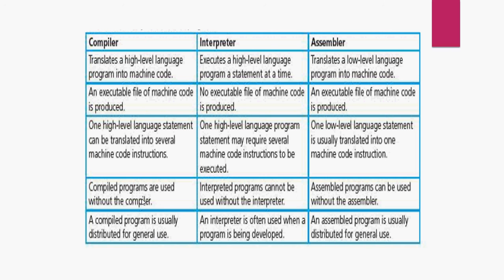And also, as we said before, compiler translates the whole program and gives you an executable file and a list of errors at the end of the program, but interpreter translates line by line. If it finds any error, it will stop translation. That's all about translators: compiler, interpreter, and assembler.